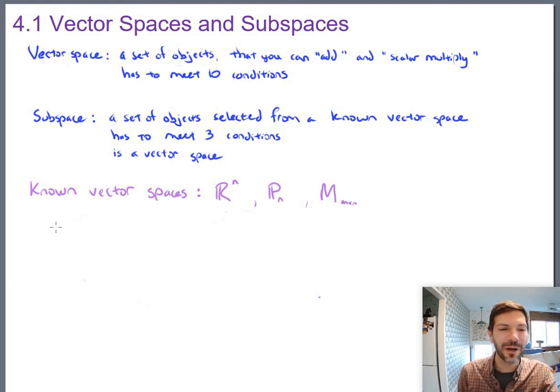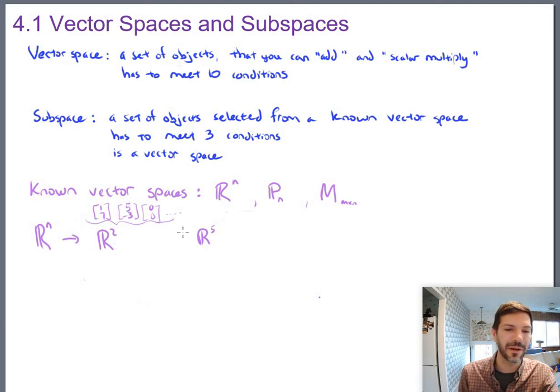Okay, so Rn we're already pretty familiar with, I think. Rn are the columns that we've been using as vectors so far. So an example of Rn might be like R2. And that would be everything that looks like (1, 7), or (5, -3), or (0, 0), or all the rest, right? So all of R2 is a known vector space. So is all of R5 and R1, right? All of those are known vector spaces.